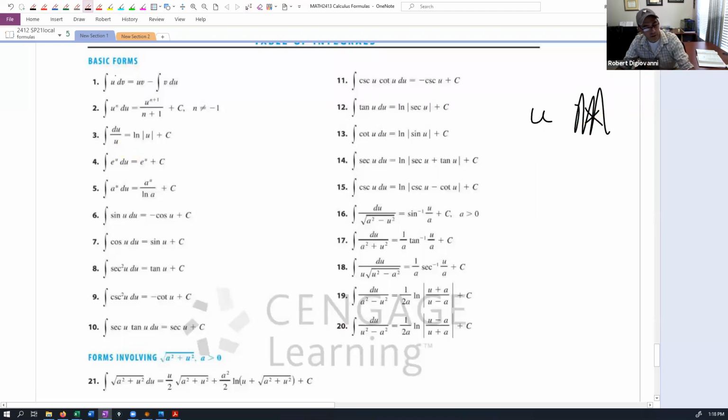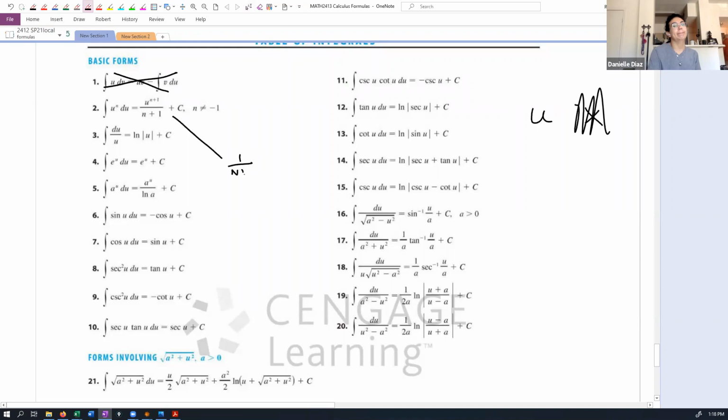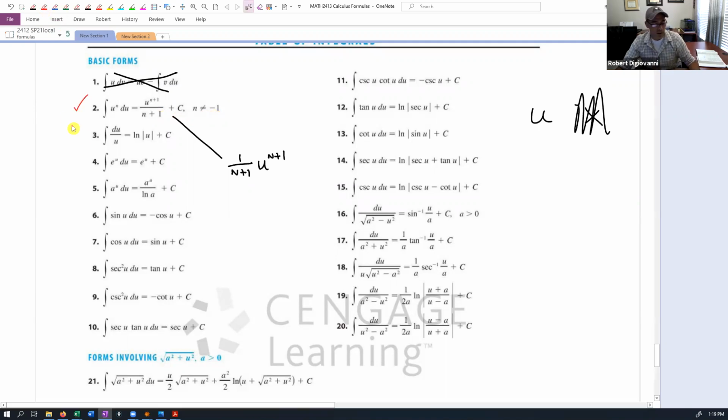Ignore number 1. Number 1, we're not ready for. Number 2, do y'all see this is really like x to the n? And do you see the answer? That answer is really 1 over n plus 1, u to the n plus 1. What they did is they slid the u to the n plus 1 up on top of this fraction. But that's the same formula I just showed you. That only works when n is not equal to -1. So that formula should make sense to you now.